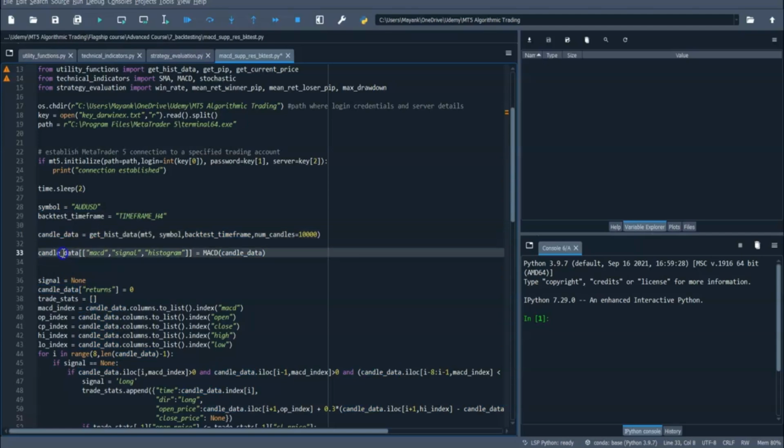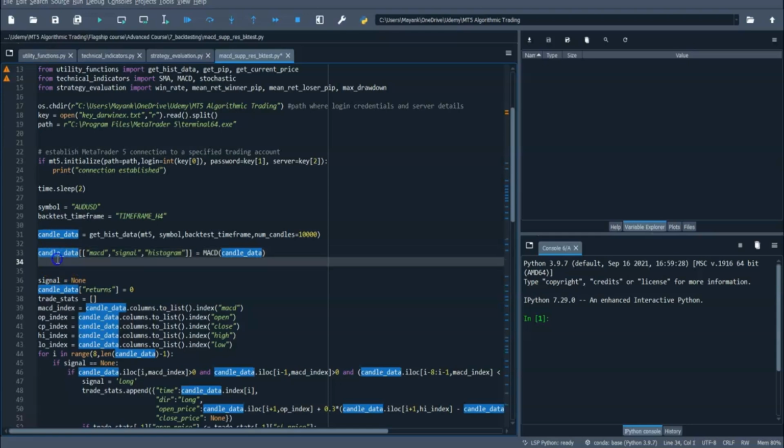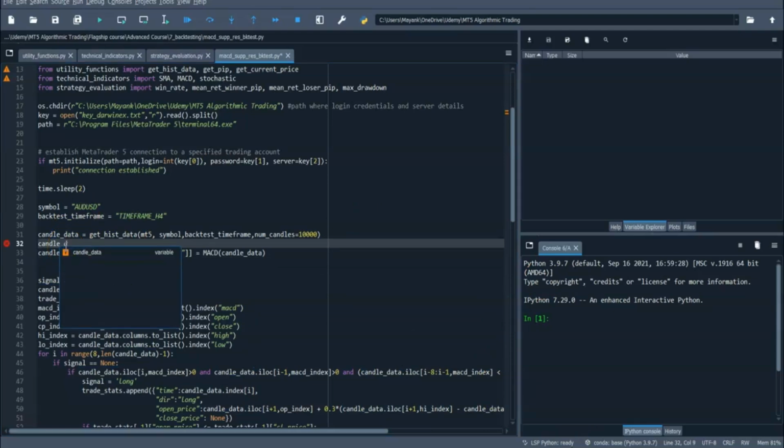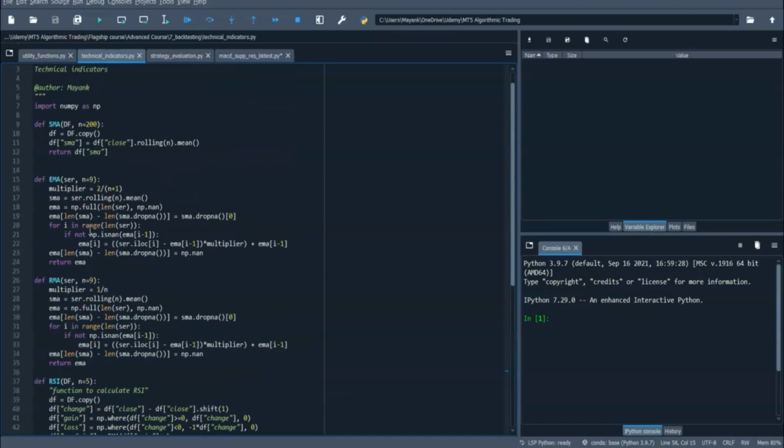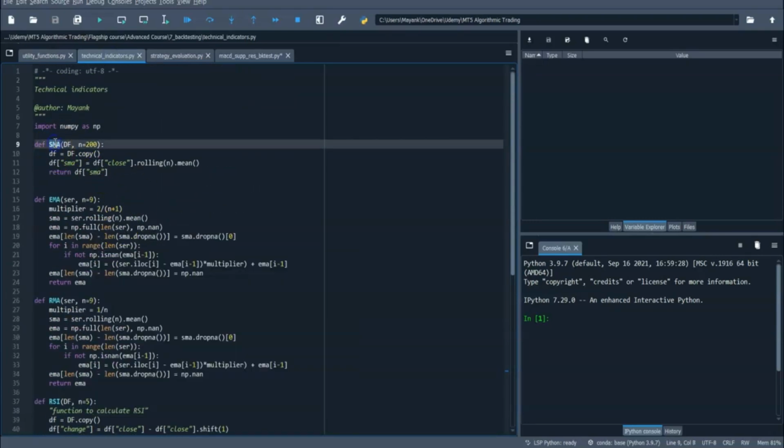Then we'll get the MACD values as well. But along with MACD values, I also want SMA and the stochastic values. So let us get that as well. So candle data, SMA equal to, let's go to technical indicators and let's see what it returns. Does it return only the column or the whole data frame? It returns only the columns. It's very straightforward. And the default parameter is 200, so I'm fine with that.